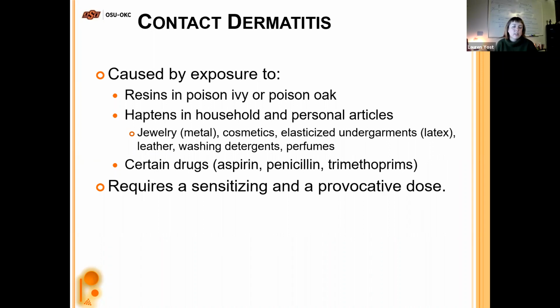Contact dermatitis is an example of this. We're talking about things like poison ivy here. With contact dermatitis, we get these haptens from household and personal articles as well. So we have the resins from poison ivy and poison oak. We have the haptens from household articles. We're talking about metals. If you're allergic to nickel or whatever metal, stuff like that. Detergents, perfumes, we have a delayed reaction typically to these things. You don't react to them super close to your exposure to it. That is because it's mediated by type 4 hypersensitivity. And this is typically a reaction that you can have as well to aspirin, penicillin, trimethoprims. So yeah.